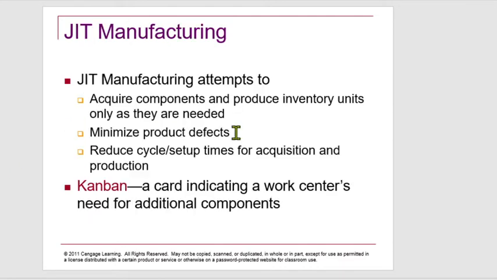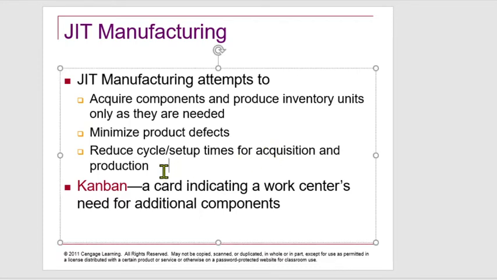So ano ang sinasabi under the just-in-time manufacturing? You attempt to acquire components and produce inventory units only as they are needed. So kung kailangan yung mga items, mga raw materials for the production of a product, doon siya pinibili. You minimize product defects because you are continually improving yung product quality. You reduce the setup times for acquisition and production. May note dyan, a Kanban is a card indicating a work center's need for additional components.